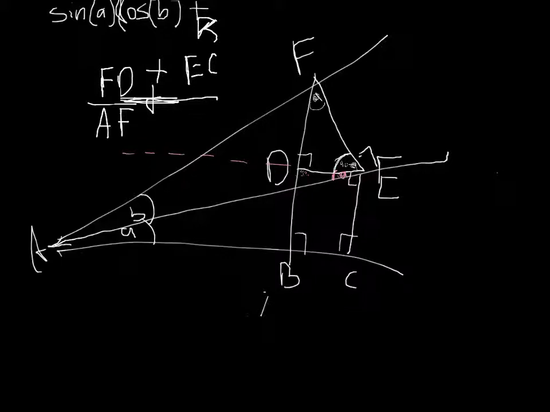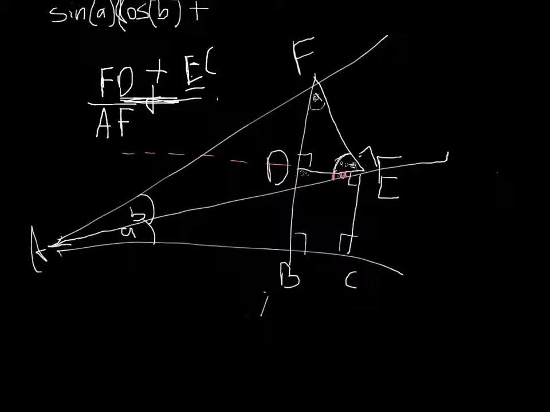So let's actually erase the EC, because it's getting annoying right now. Actually, let's not, because it might be just good to have EC. So that's just going to equal FD over AF plus EC over AF. And we've shown that sine A times cosine B is EC over AF. And it just has another variable that we just cancel out.